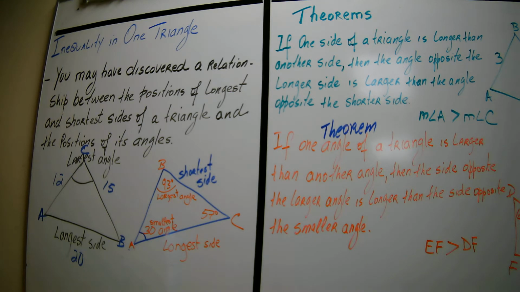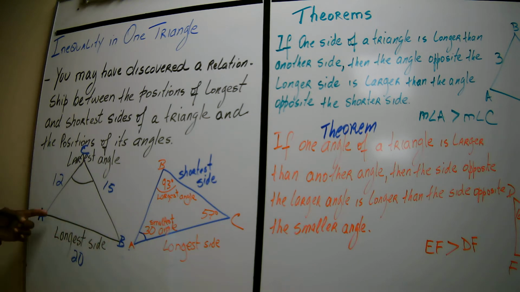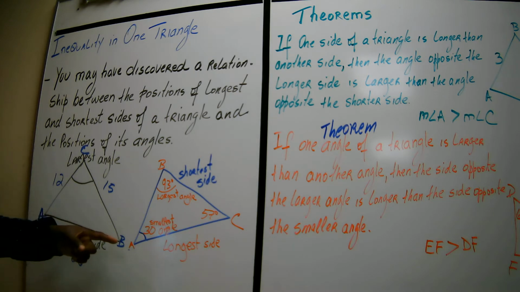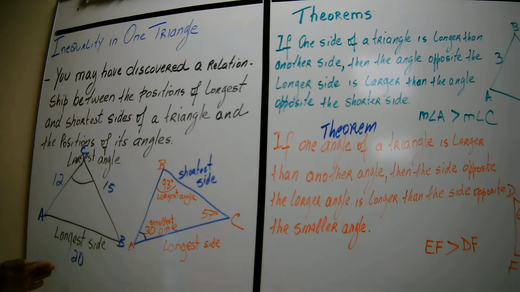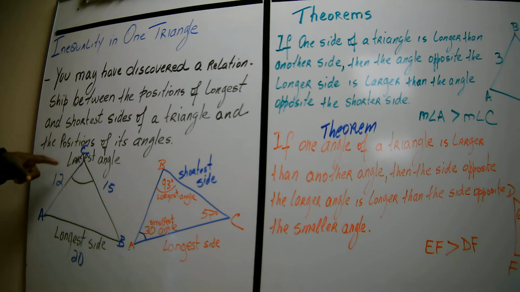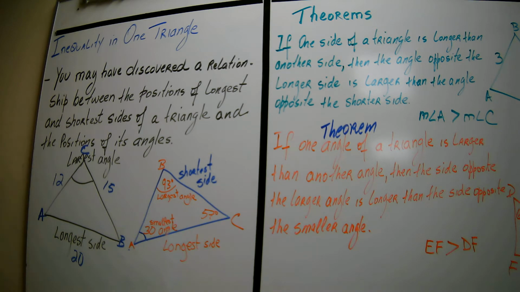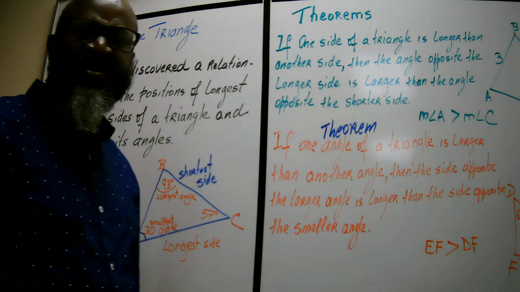So you have a triangle, in this case called triangle ABC, and you have sides that are 12, 15, and 20. Since 20 is the longest side, the largest number, therefore AB will be the longest side of the triangle. If you look opposite to AB, angle C will be the largest angle in the triangle. And as you can see, 12 is the smallest number, therefore the angle opposite to 12, this side AC, is angle B. Angle B will be the smallest angle in this triangle.